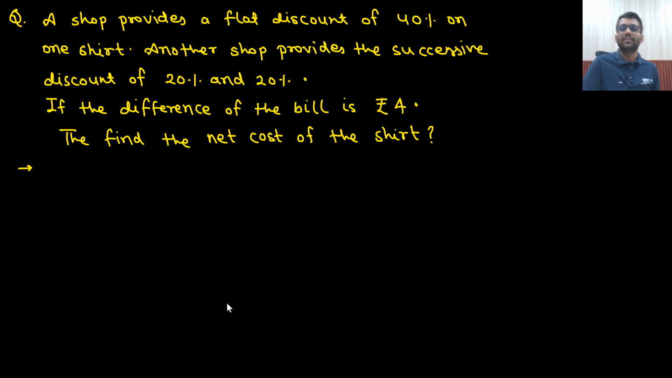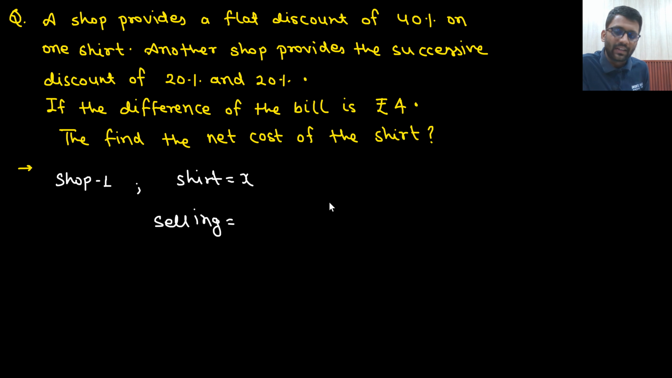Okay, let's see this question. A shop provides a flat discount of 40% on one t-shirt. Another shop provides a successive discount of 20% and 20%. The difference of the bill is rupees 4. Find the net cost of the shirt. Okay, so what is shop 1 doing? Let's just say the shirt was of price x. So shop 1 is providing a flat discount of 40% on the shirt.